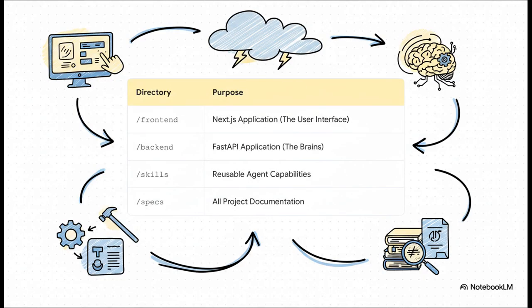Look how clean this is. Everything has its place. The /frontend folder, that's the part you see and click on. The /backend, that's the brains of the whole operation. The /skills folder, yep, that's our tool wall we were just talking about. And /specs is like the library with all the instruction manuals. It's just so well organized.